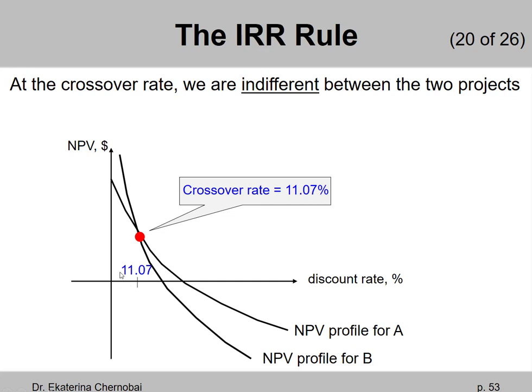So anything lower than 11.07%, you would choose the project with the higher NPV line. And in our example, that's project B. If the required return is slightly higher than 11.07%, that's when you switch to accepting project A instead, because the NPV is higher for project A than for project B.